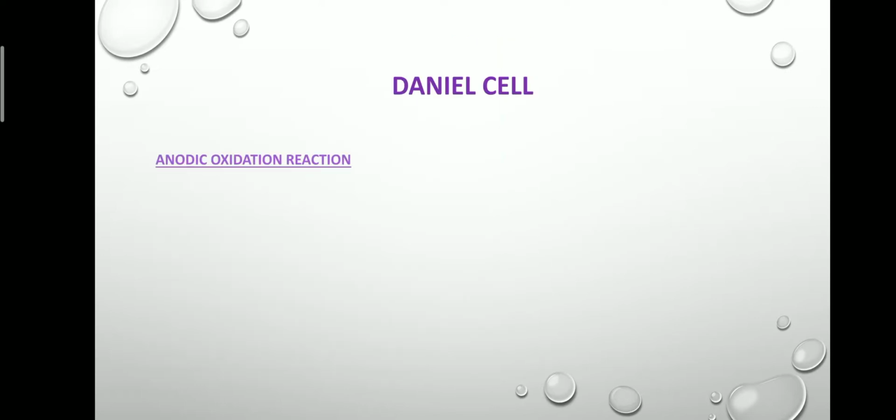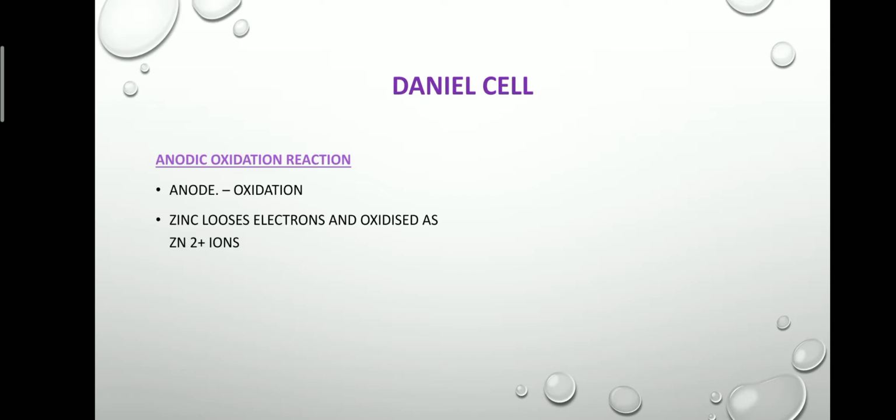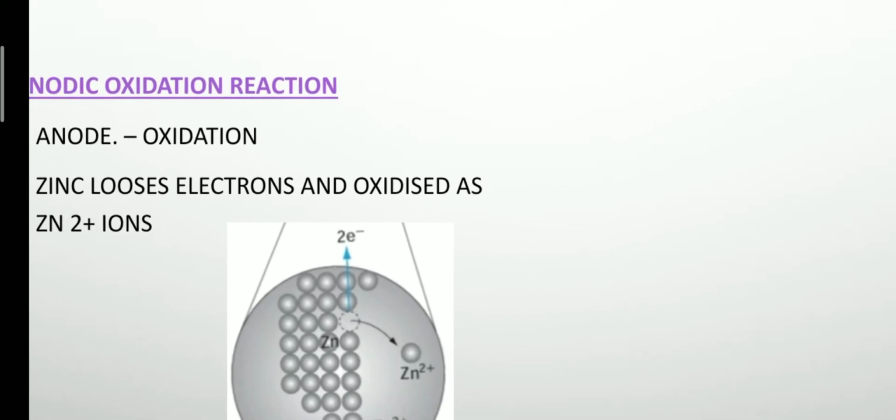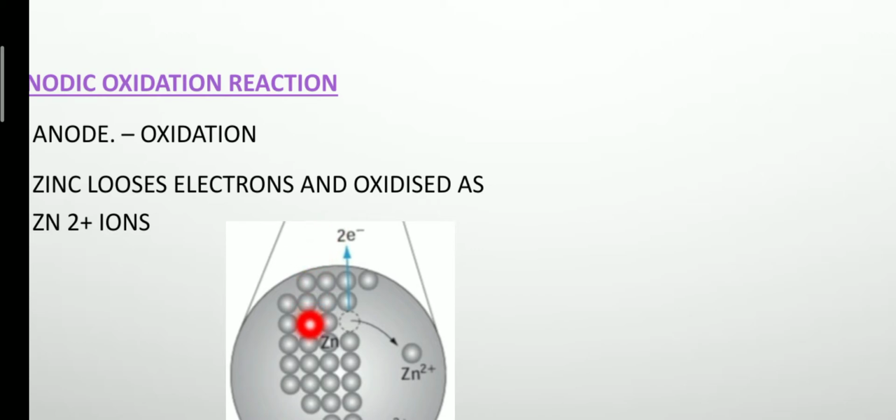Next we are going to see the anodic oxidation reaction. At anode, oxidation takes place. What happens is the zinc loses its electron and is oxidized as Zn2+ ions. Look at here, this is a representation of a zinc metal. The zinc atoms are closely packed, and this zinc atom loses its electron and forms Zn2+ ions and goes into the solution, that is the electrolyte.